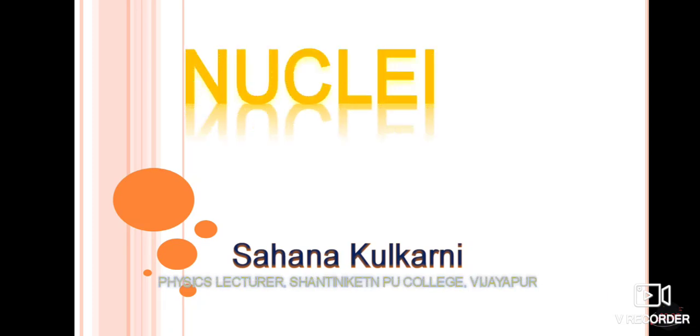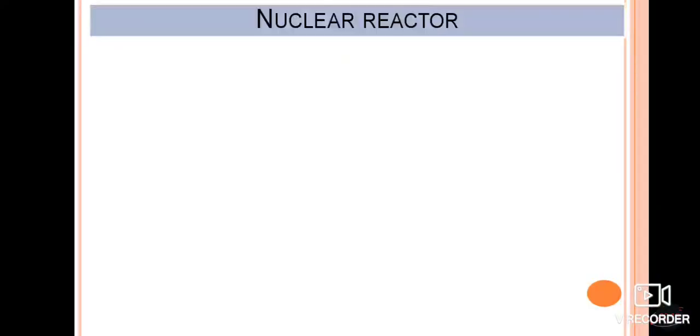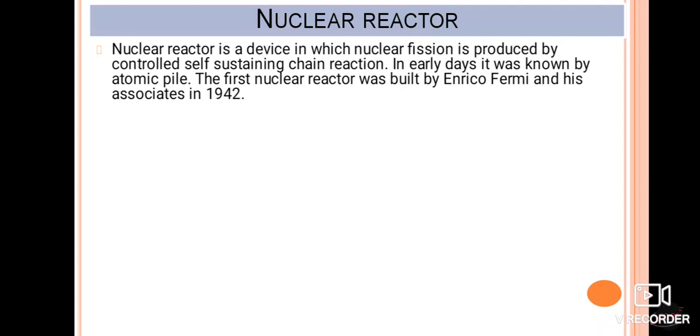Today we will discuss the last concept of the chapter, that is nuclei, in this session 7. So first of all, in this session we are going to discuss what a nuclear reactor is. A nuclear reactor is a device in which nuclear fission is produced by a controlled self-sustaining chain reaction, and in early days it was known as the atomic pile. The first nuclear reactor was built by Enrico Fermi and his associates in 1942.